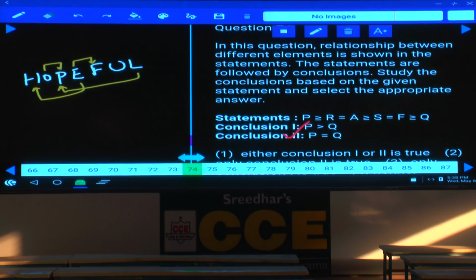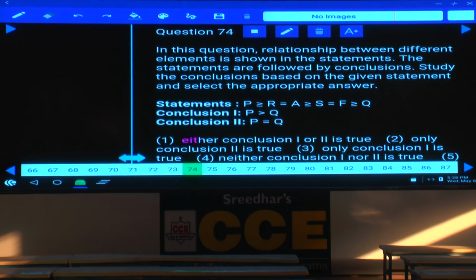Then question number 74 onwards. Now these are based on coded inequalities. P greater than or equals to Q. Now forget about this equals to. P is either greater than or equals to Q. Either 1 or 2, that is choice 1.